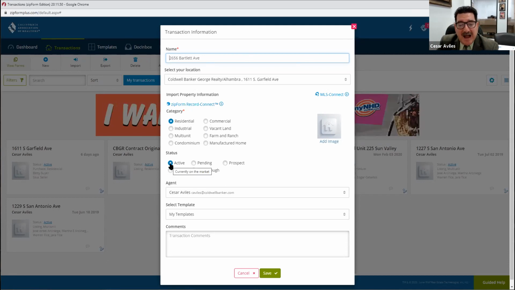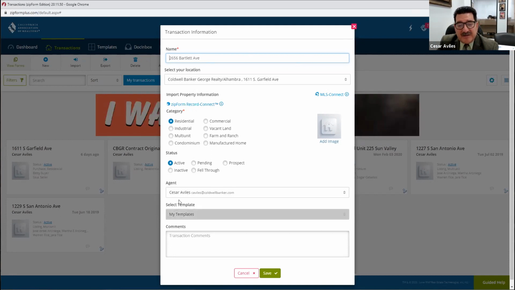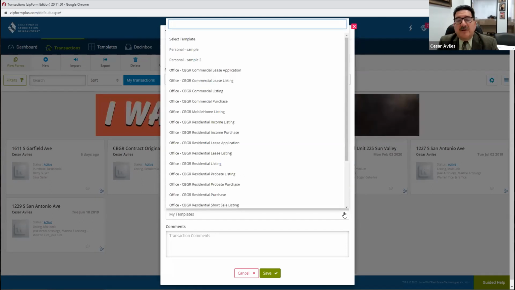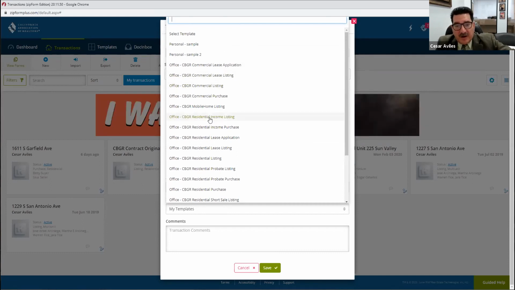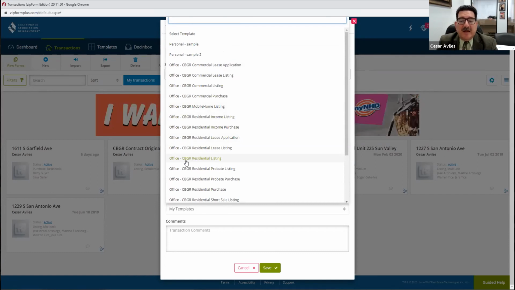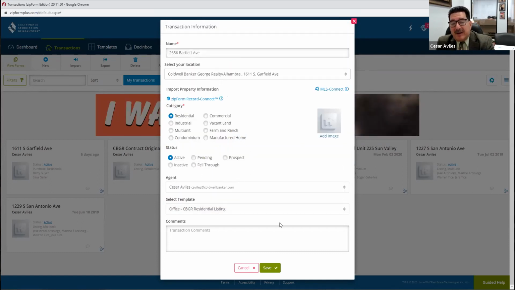I always click it as an active transaction. I am the agent, and here is the kicker. This is the most important thing. When you open your transaction, it says my templates, and this is where you click on the drop-down menu, and you will find all of the office templates. You're going to find the company templates right here, and you're going to be looking at which one you're going to apply to this transaction. What kind of menu? Are you going to be at a Chinese restaurant? You're going to go to a Mexican restaurant? You're going to go to a French restaurant? What kind of restaurant do you want to eat? And this one, I like to eat at the residential listing restaurant, the CBGR residential listing. And I click there, and then I'm going to apply that to that transaction.